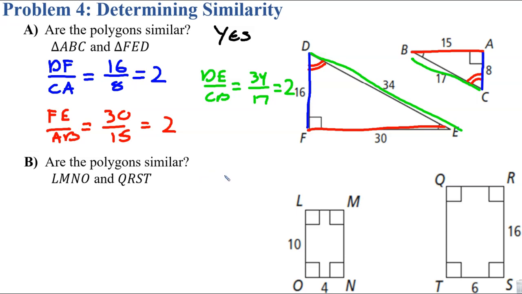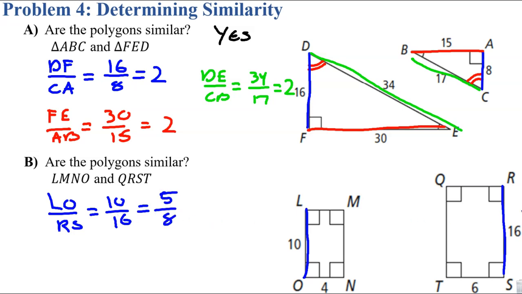We need to check the angles first. Now, all 4 angles for both these polygons are right angles, so we know the angles are good. And next thing we'll do is we'll look at the corresponding sides. We'll look at LO over RS, which is equal to 10 over 16. And both 10 and 16 are divisible by 2, so I could rewrite this as 5 over 8.